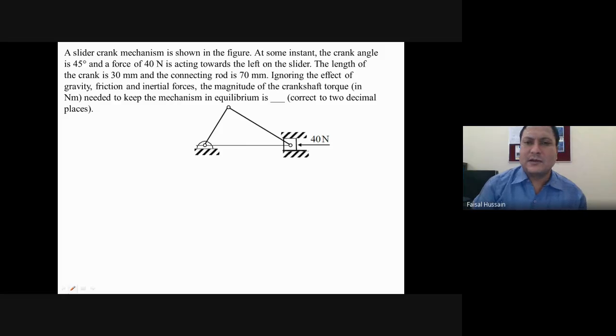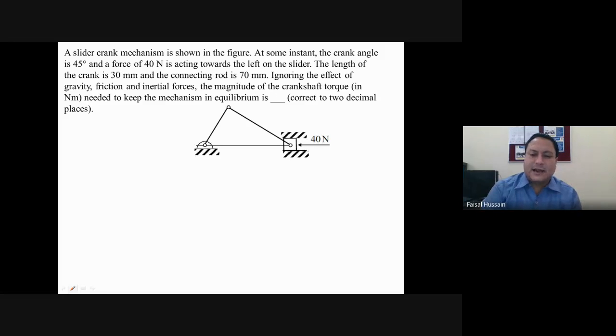If it is a reciprocating steam engine, then naturally it will be a single slider crank mechanism, not a 4-bar mechanism. And this analytical expression is derived for a reciprocating steam engine, which is a slider crank mechanism. So let us start with the first problem. The first problem says that a slider crank mechanism is shown in the figure.